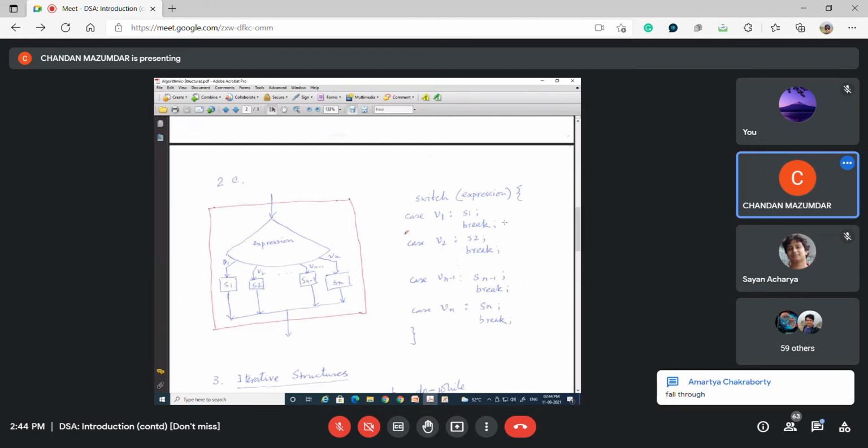Okay. So break is not necessary that way, but in order to achieve this kind of a single entry, single exit structure, you need a break here.